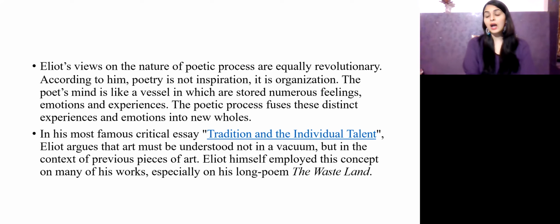So he is explaining how a poet's mind is. It is full of numerous feelings, emotions, experiences. The poetic process fuses these distinct experiences and emotions into new wholes. In his most famous critical essay, Tradition and the Individual Talent, Eliot argues that art must be understood not in a vacuum, but in the context of previous pieces of art.